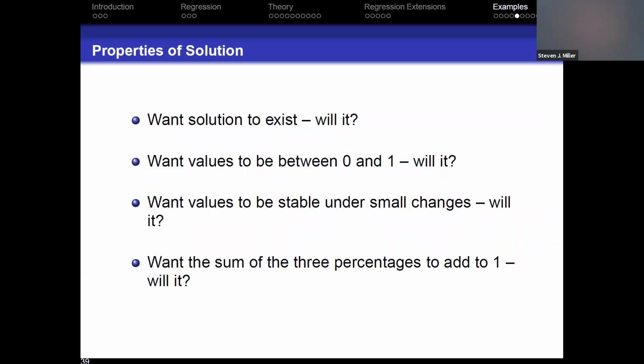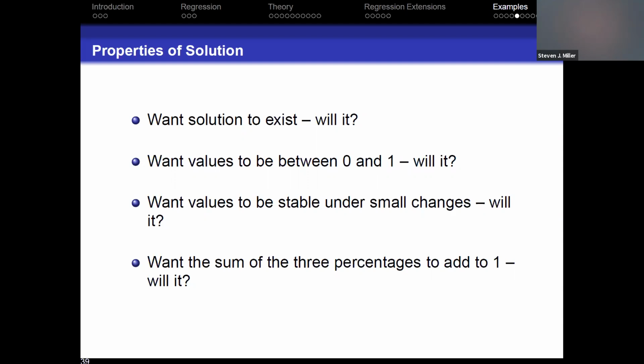It turns out that there's a lot of desirable properties you want your solution to have. We are trying to come up with a formula for the 2 towns to use to assign money. We want the solution to exist. We need to figure out how much of the aid to give to each school. It should be between 0 and 1. We want something that would be stable under small changes.